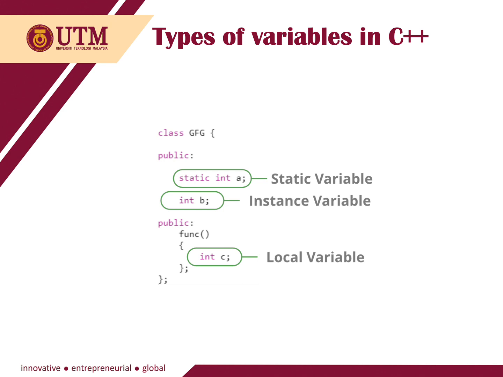The instance variable is a non-static variable, declared in a class outside any method, constructor, or block. The last one is the local variable. A local variable is a variable defined within a block, method, or constructor. That's why it's called local.